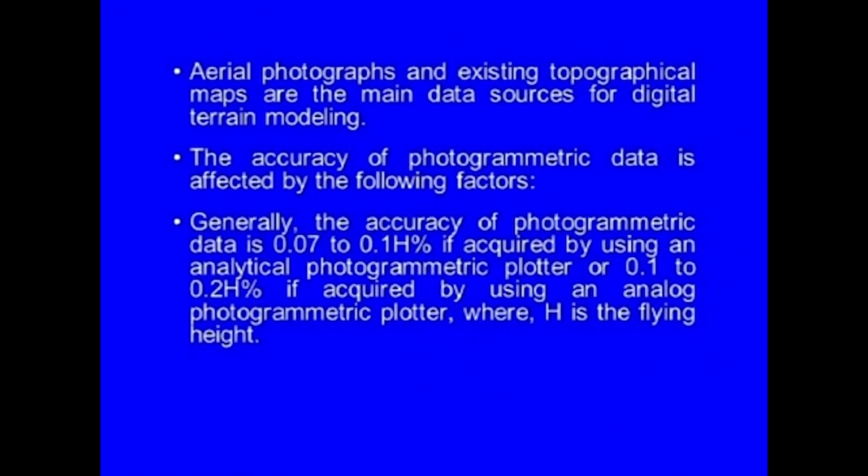Aerial photographs and existing topographical maps are the main data sources for digital terrain modeling. The accuracy of the photogrammetric data is affected by the following factors. Generally, the accuracy of photogrammetric data is 0.07 to 0.1 h% if acquired by using an analytical photogrammetric plotter, or 0.01 to 0.02 h% if acquired using an analog photogrammetric plotter, where h is the flying height.